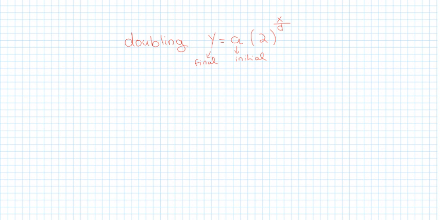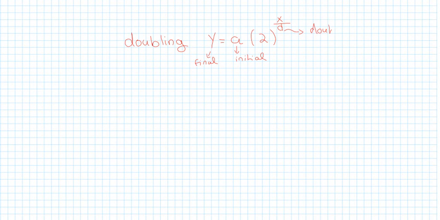What if it was tripling? What would you put? 3. And then x is your time stamp, like if you're looking after 7 years or after 10 years or after 20 days, whatever it is. That's your x. Now the important part that we're adding to this also is d, which is your doubling time.